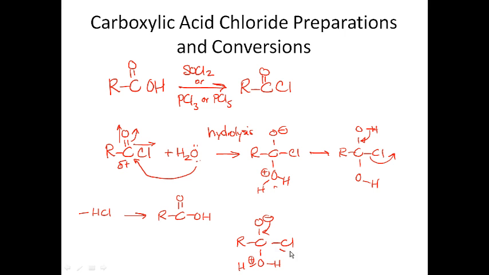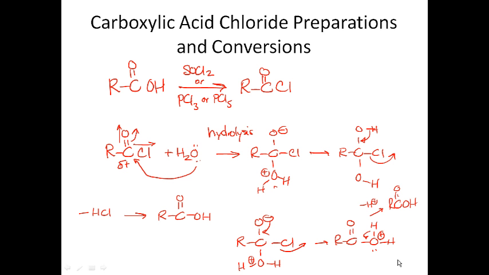Bring this pair of electrons down, kick the chloride off. That would then form this. Now, the oxygen that's attached to the carboxylic acid is also not very basic, and so this would immediately lose H+ to give me my carboxylic acid. So I don't care if you go through this two-step process or this two-step process. It doesn't matter to me because it's basically all the same.